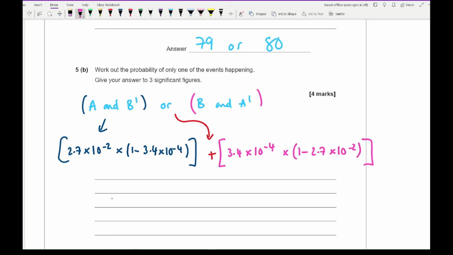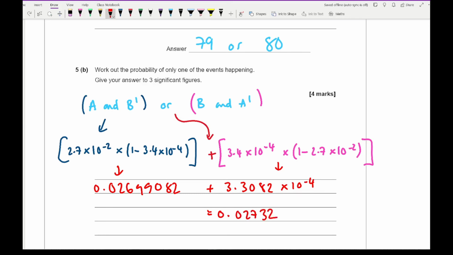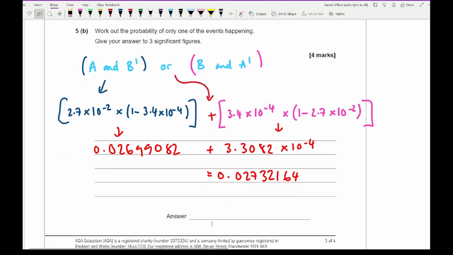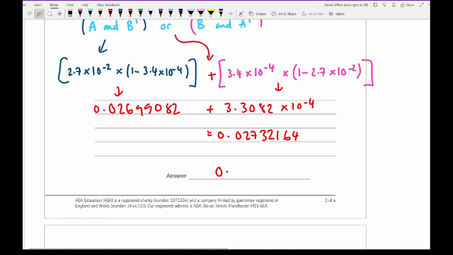And if I type that all into my calculator, it's going to prove to be extremely messy. But if we do it separately, this blue bracket should equal 0.026998082 plus this pink bracket, which should equal 3.3082 times 10 to the power of minus 4. And if we add them all up, we get an answer of 0.027326164. And then if we just round that answer, we get 0.0273, I would say, and that's to 4 decimal places.